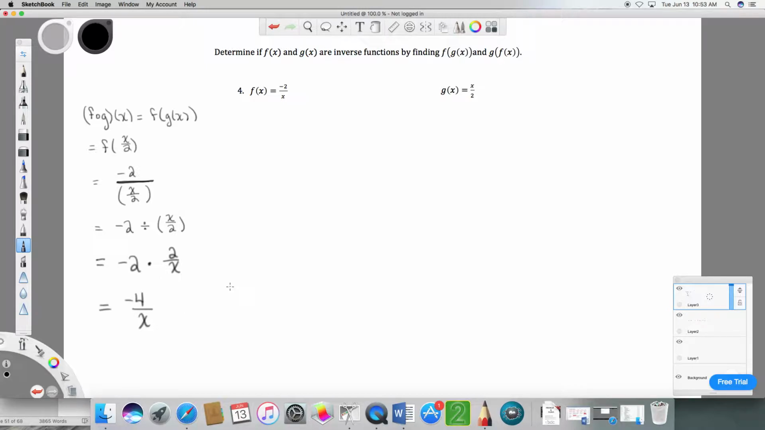So I can conclude right now that these are not inverses of each other. But just for practice, I'm going to go ahead and find the other composition to illustrate that it's not going to equal x either.